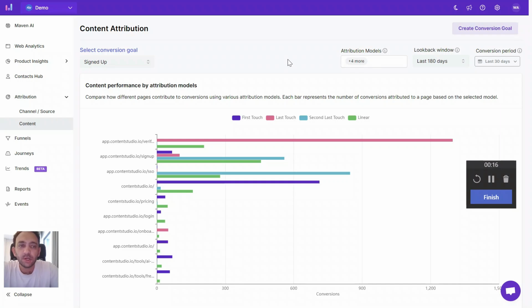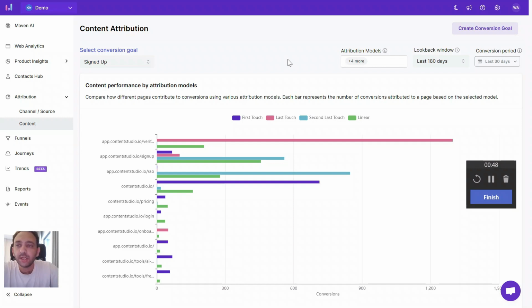So this is the content attribution in Usermaven. I'm going to talk about what content attribution is and what kind of insights you can get from this report. Content attribution is basically looking at the different touch points in terms of what pages people have visited or what type of content they have viewed before conversion. You must be very interested in finding out which blog posts people are reading or which blog posts are actually influencing people to convert. So you'll get all of those insights in here.